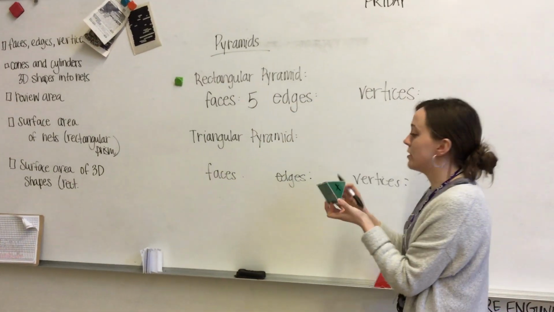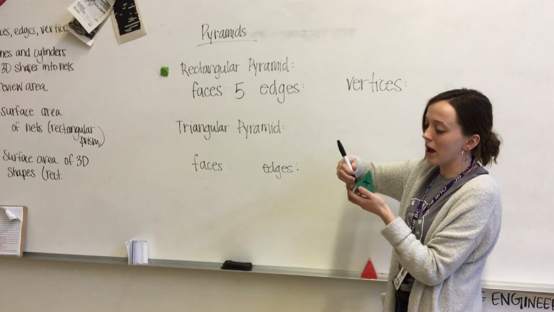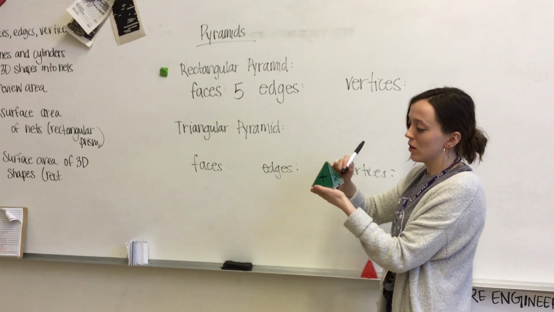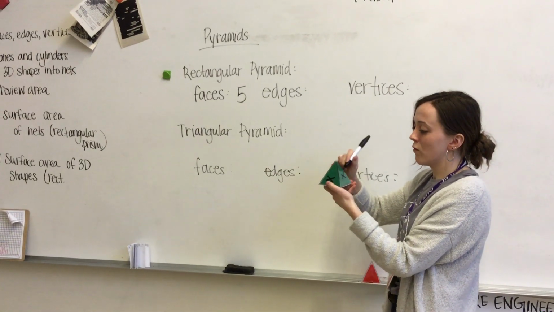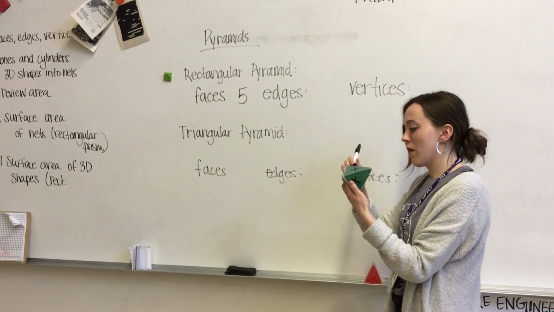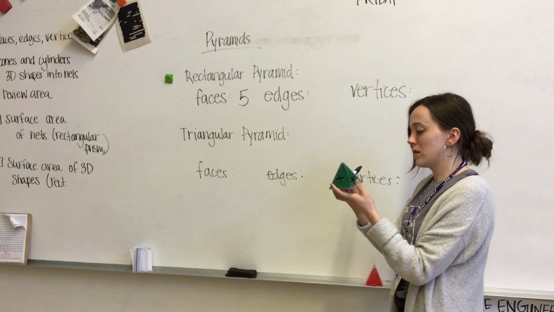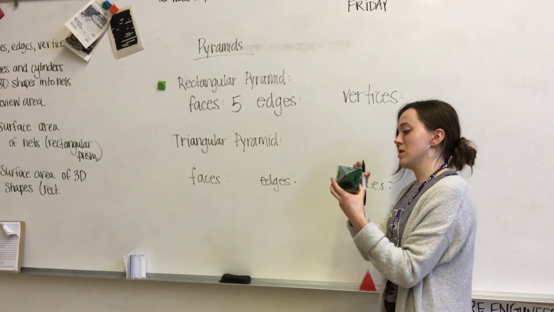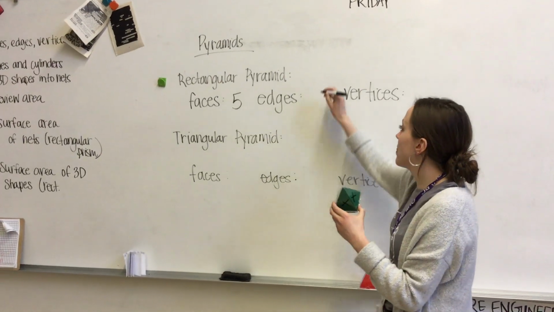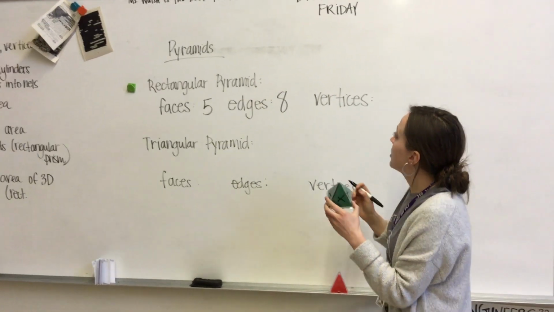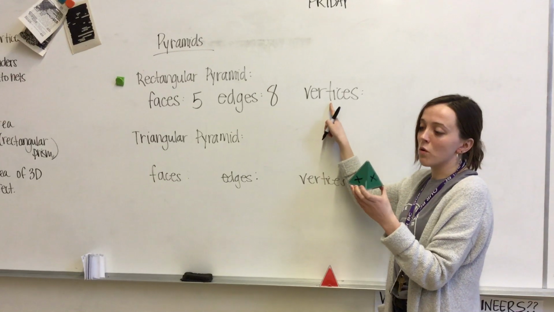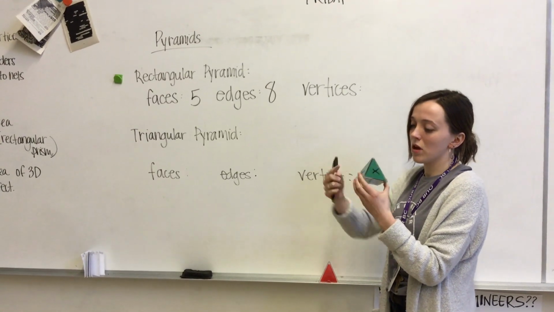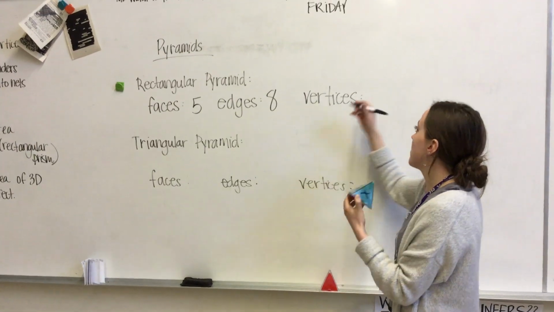Now I'm going to count my edges. I'm going to mark it with the marker again. 1, 2, 3, 4, 5, 6, 7, 8. And then I'm going to do the vertices, which remember is the corners, like the pokey part. So 1, 2, 3, 4, 5.